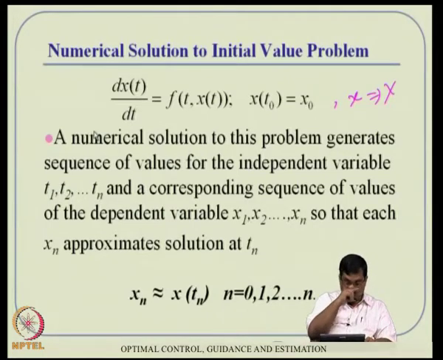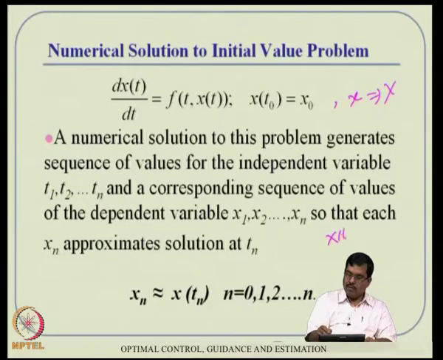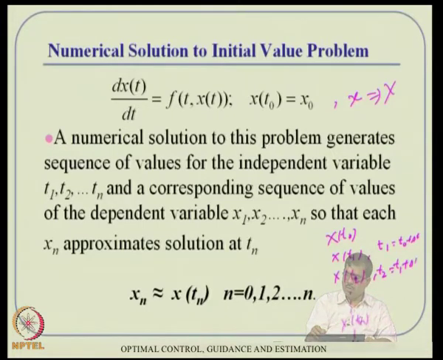I know x of t0. I want to find out x of t1, x of t2 and so on, whatever time, x of tn, and I can still continue further. And remember, t1 is nothing but t0 plus delta t, and t2 is equal to t1 plus delta t, like that.